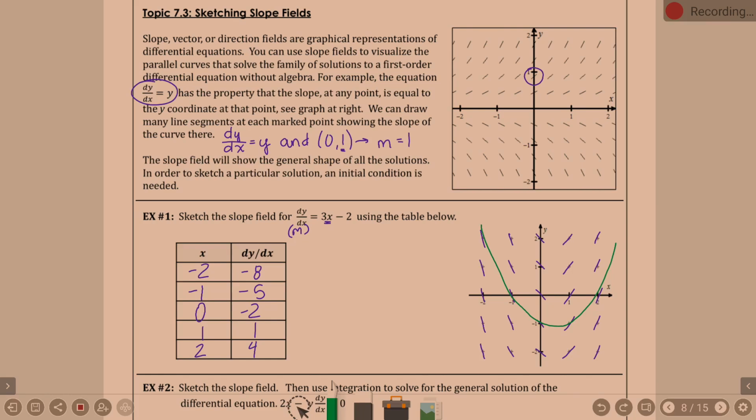Okay? So I am going to comment that a slope field represents a family of curves. And in this case, our family of curves are parabolas.